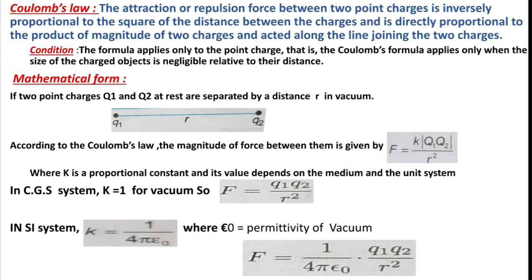Firstly, what is Coulomb's law? The attraction or repulsion force between two point charges is inversely proportional to the square of the distance between the charges and directly proportional to the product of the magnitudes of the two charges, and this force acts along the line joining the two charges. We know that like charges repel each other and opposite charges attract each other, so there is a force. Coulomb measured the magnitude of the force.